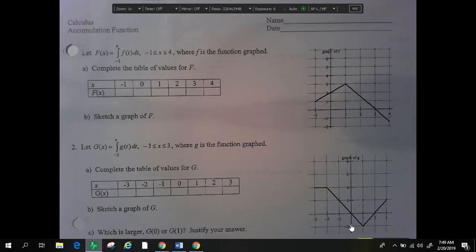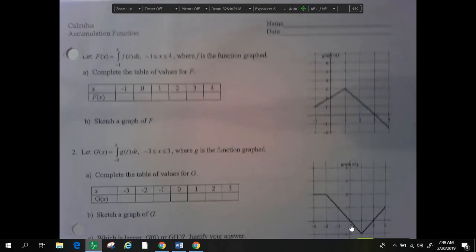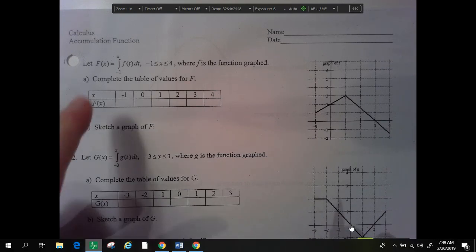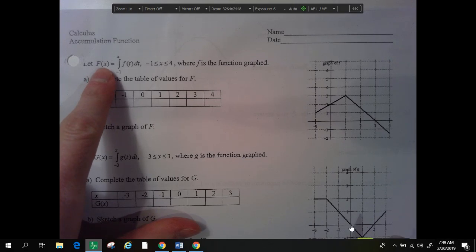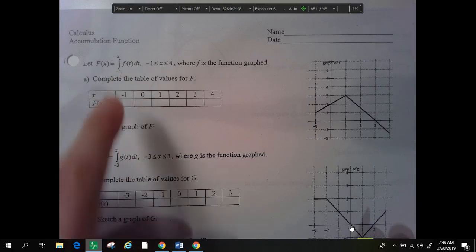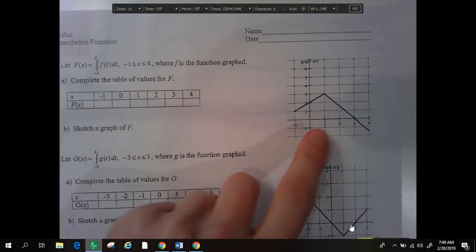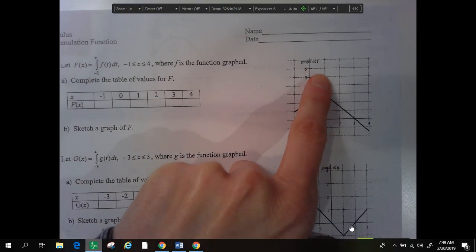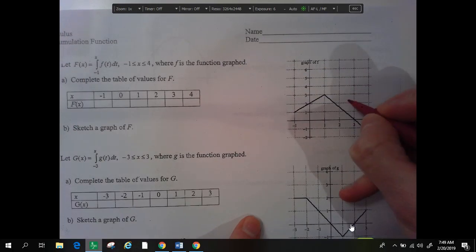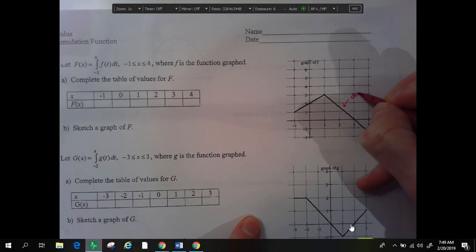Okay, so we're going to look at the accumulation function today, which doesn't look any different than any other function you've been working at. And that's okay because we're just going to tie in all the stuff that we already know. So we've got F of x is equal to the integral from -1 to x of f of t dt. Important to definitely note, this is the graph of lowercase f, not uppercase F, which means this right here is your derivative.